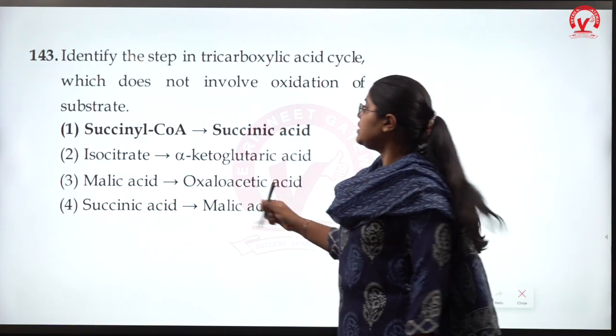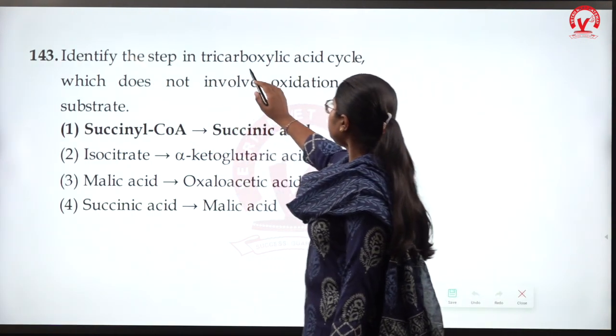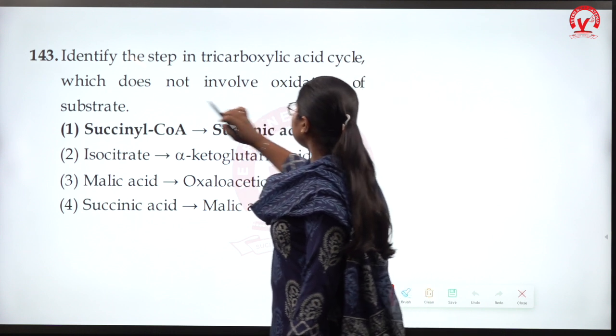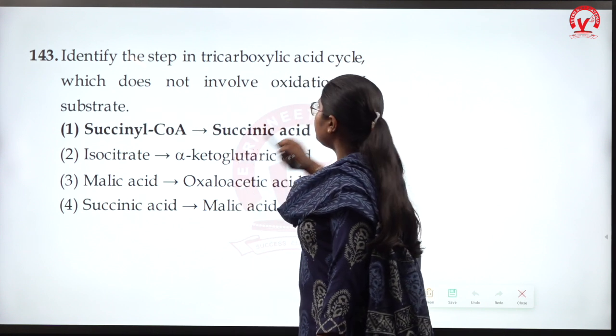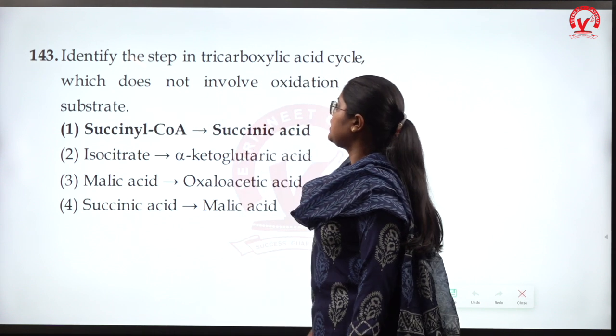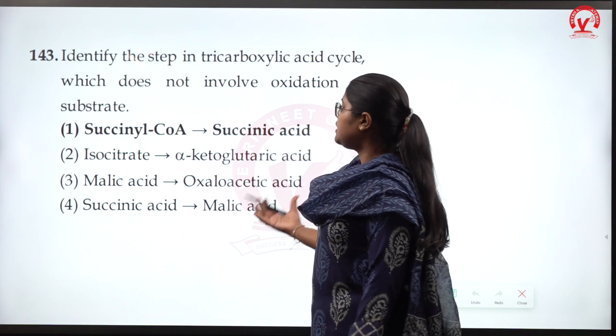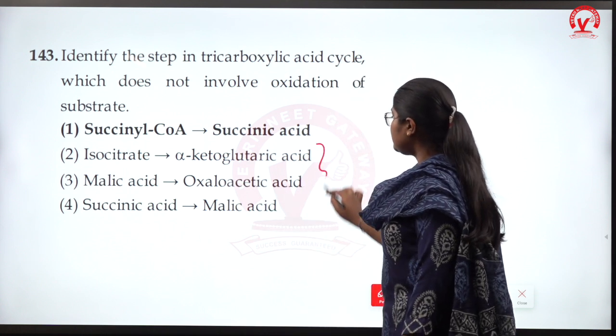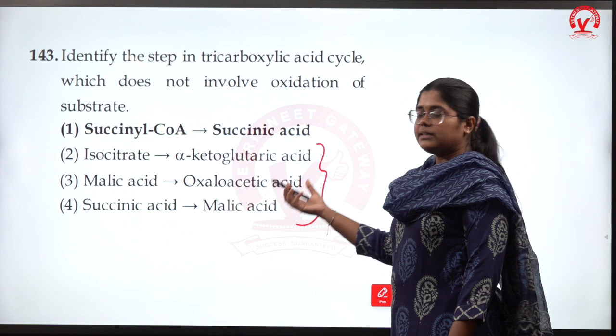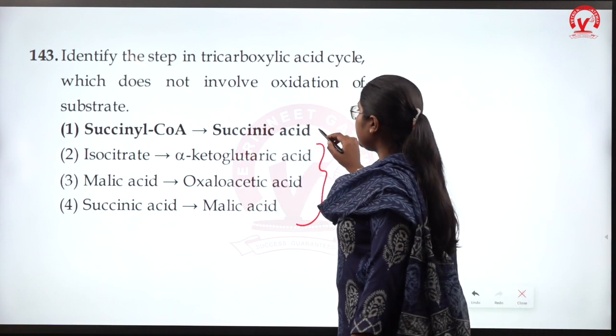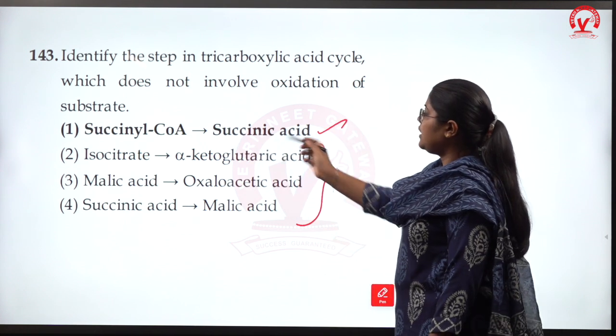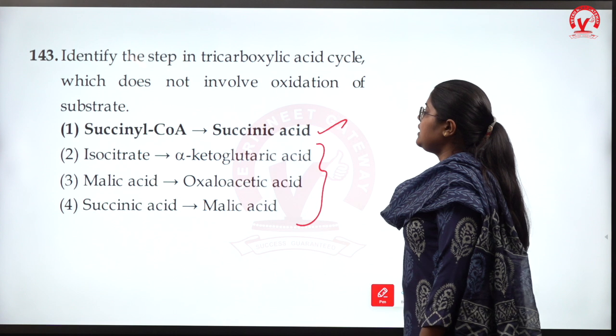So next question, identify the step in tricarboxylic acid cycle which does not involve oxidation of substrate. They have asked for the step where oxidation does not happen. So in these 3 steps oxidation will be occurring, except succinyl CoA to succinic acid.